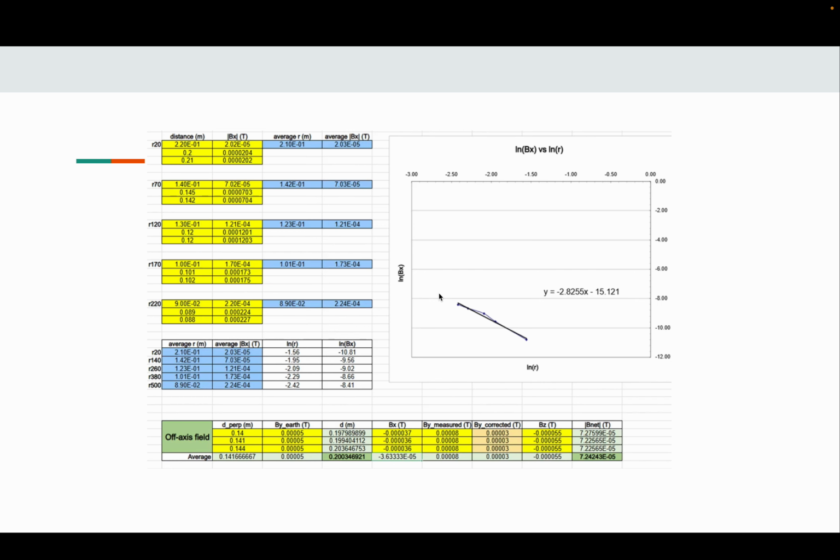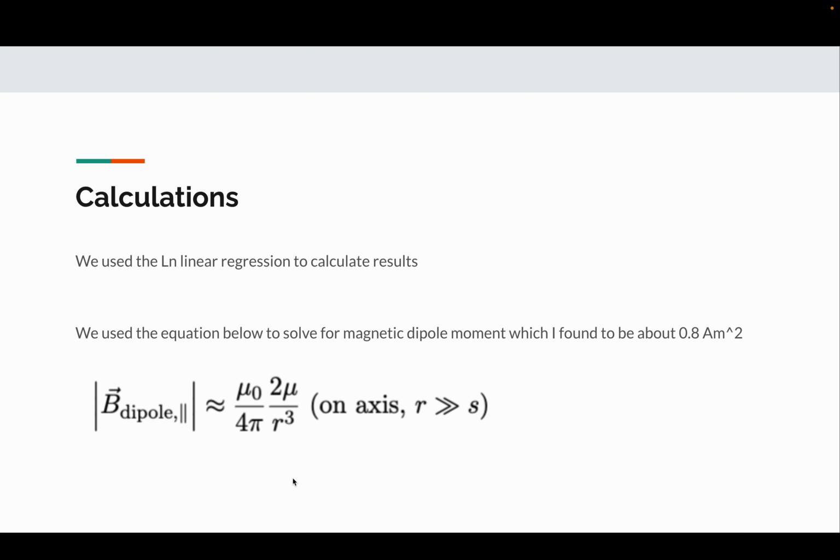And we also have an LN linear regression model, as you can see here in the graph. It is pretty linear. You can also see that this is corrected by the Earth's magnetic field, and we have off-axis field calculations per the magnetic field. Here are the average values, and here are the LN values to model it on this graph. These are all on-axis versus the off-axis fields.